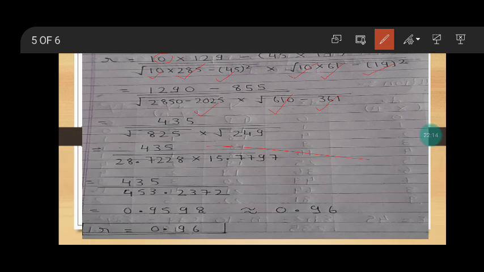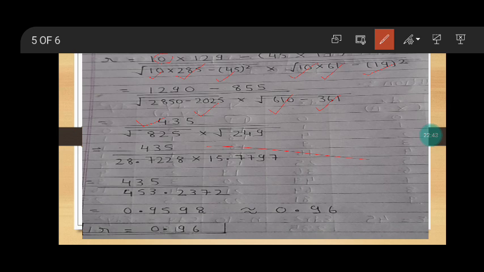Okay, then again next step we will do 1290 minus 855. So it will come to 435, that we have written here. Then upon under root 2850 minus 2025. So here it will come to 825. So we will write under root 825 into under root 610 minus 361. So it will come to 249. So we will write under root 249.